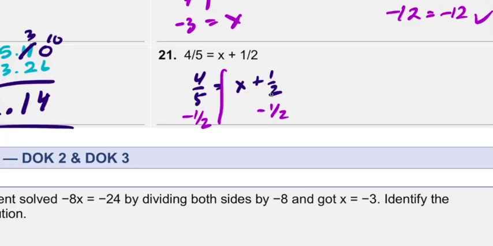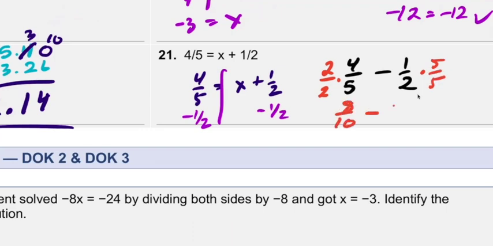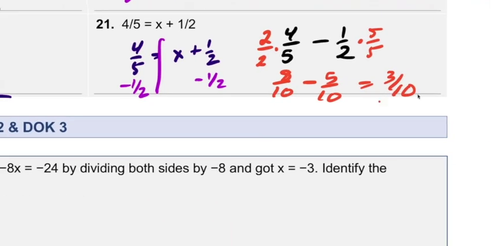Now, if you forgot how to subtract fractions, let me do it over here. You want a common denominator. So 5 and 2 don't go into anything else, so 10. You can multiply them together. So if I want these both to be 10 on the bottom, I'm going to multiply this side by 2 over 2 and multiply this side by 5 over 5. So I get 8 over 10 minus 5 over 10, which gets me 3 over 10. And that's my answer here. That's what my x equals.